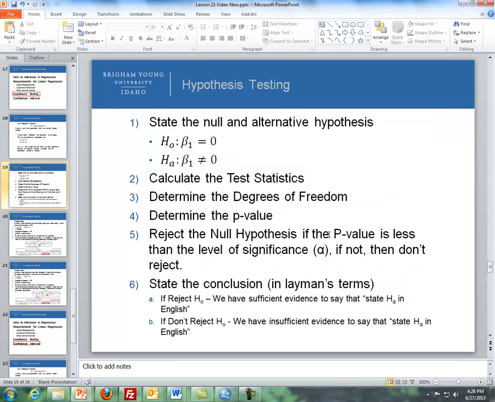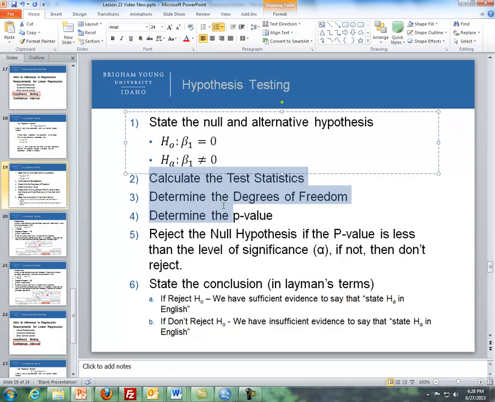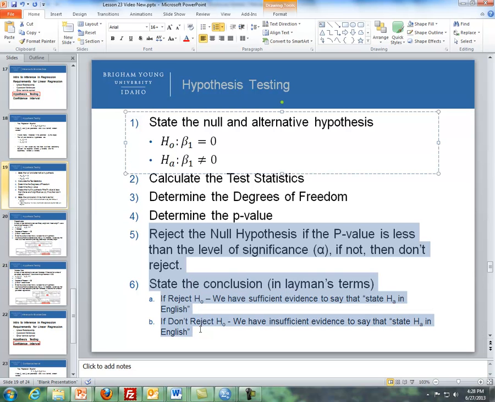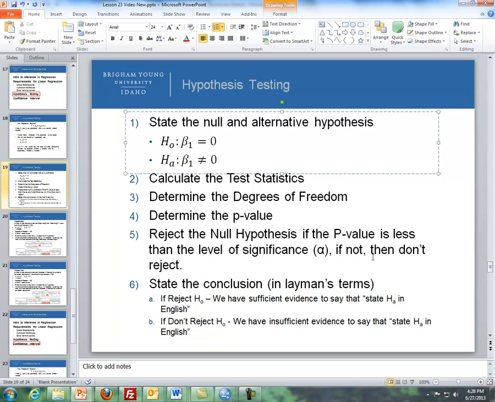So here are the 6 steps for doing hypothesis testing for bivariate data. Step 1 is state the null and alternative hypotheses, and here they are. For steps 2, 3, and 4 we use either Excel or SPSS for the test statistic, degrees of freedom, and our p-value. And then the last 2 steps are the same last 2 steps that we've done throughout most of the semester. So reject the null hypothesis if the p-value is less than the level of significance, or alpha. If not, then don't reject. And state the conclusion in layman's terms.